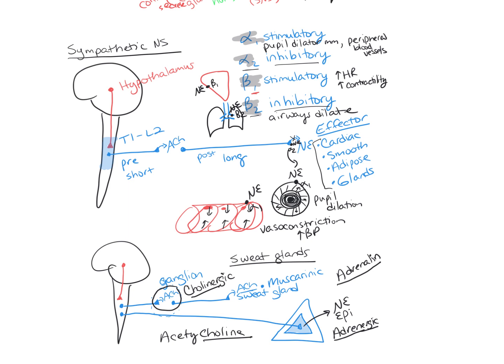Some agonist drugs are not that specific. So maybe the agonist is just an alpha agonist. If it's an alpha agonist drug, then it's going to activate both the alpha-1 and the alpha-2 receptors. Or if it's a beta agonist, then it will activate both the beta-1 and the beta-2 receptors.